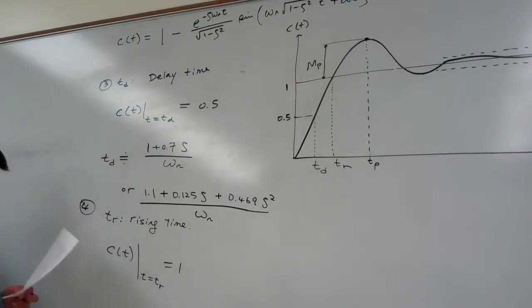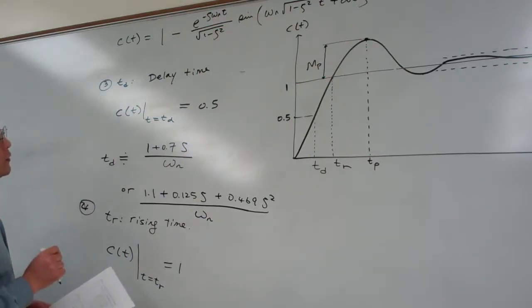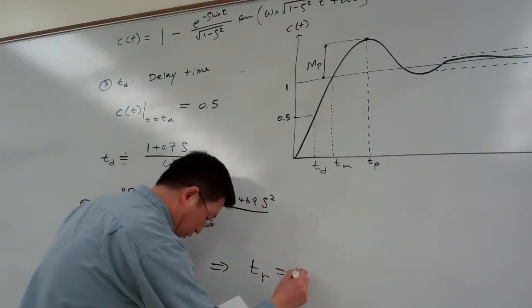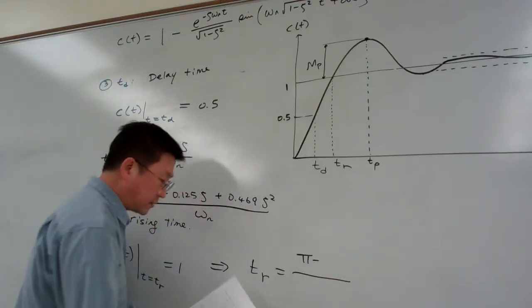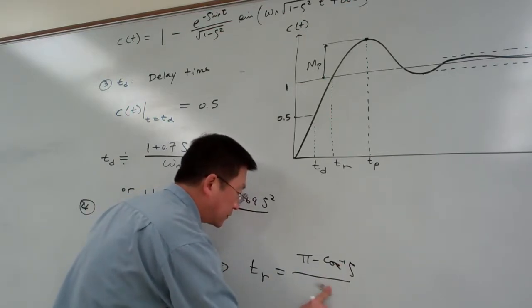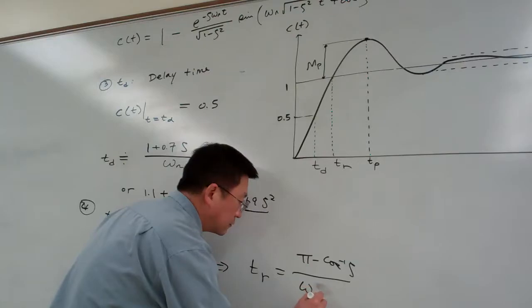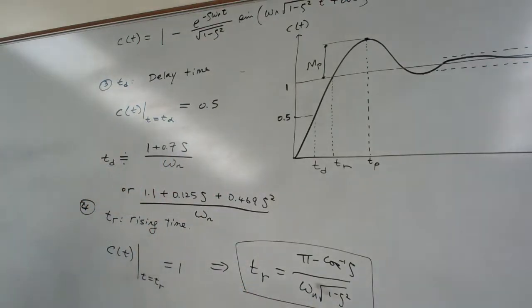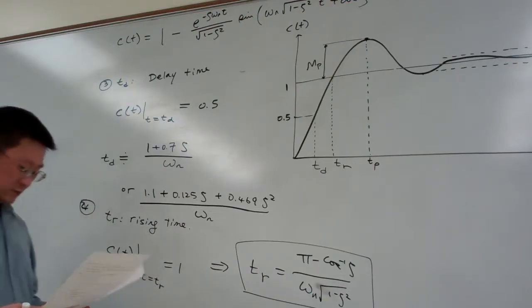From here we can solve for this exactly, and so TR will be equal to pi minus theta, where theta is the arccosine of zeta, divided by omega n times the square root of 1 minus zeta squared. And how to solve for this one? Go read our textbook. There's a few lines of explanation.